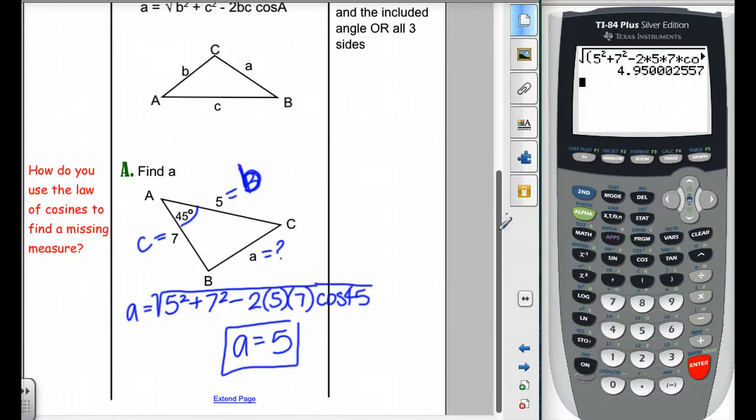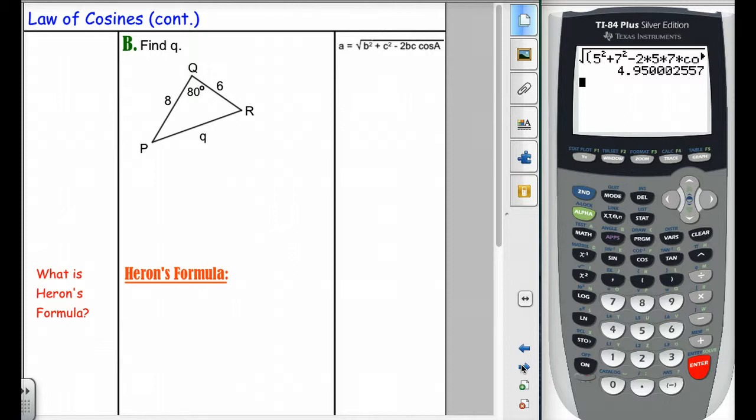So now, I want you to try B, solving to find Q, and if it helps you to rename P, Q, and R as A, B, and C to help you out with the formula, that works. Enter your answer for Q to the nearest tenth into Edpuzzle, and then go ahead and hit play when you have entered it.